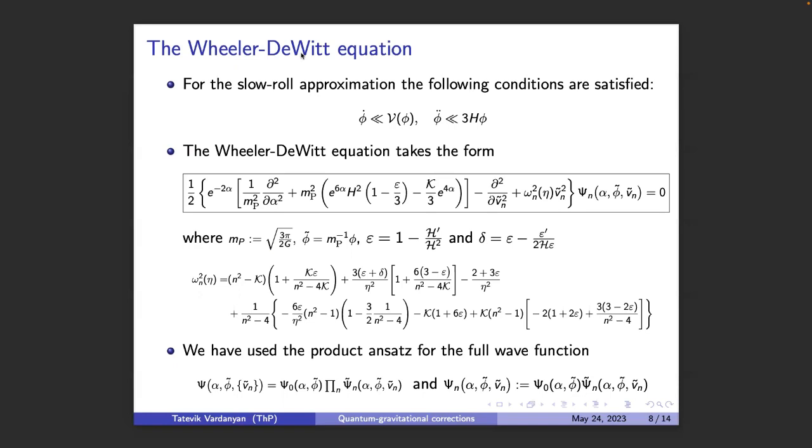As you can see, we have here separately the background part entering and also the perturbation part entering, and omega n squared is given like this. You can see the explicit additional contribution because of the curvature. Again, if you take the large wavelength limit, we can recover the result for the flat case. Also, I should mention that to obtain this, I have used the following ansatz: assuming that different modes do not interact with each other, we can obtain this Wheeler-DeWitt equation for each mode.